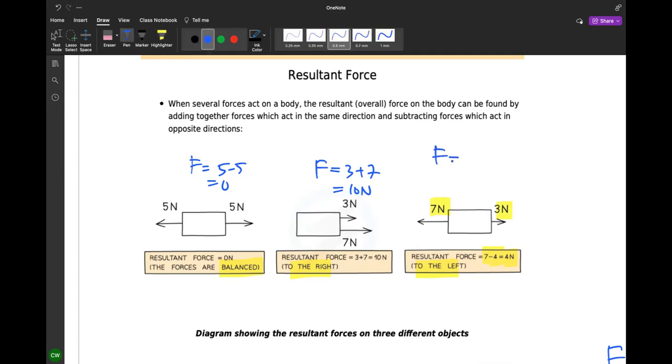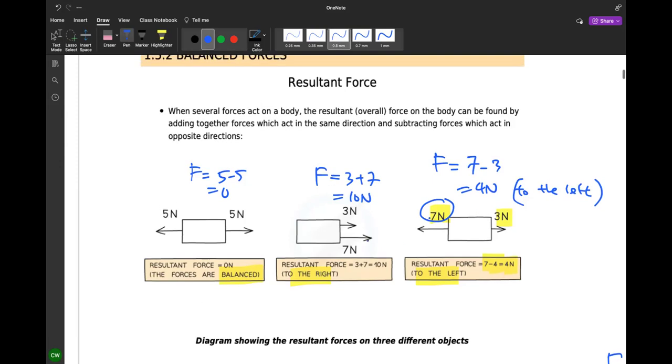This one is the resultant force, opposite direction. Take the larger force minus the smaller force. So this is 4 Newton. And you follow the larger force. That means it's to the left. What error? Oh, yeah, you're right. This is an error. This is supposed to be 3. This is supposed to be 7 minus 3. Then it's 4. Okay. Any problem? No problem.